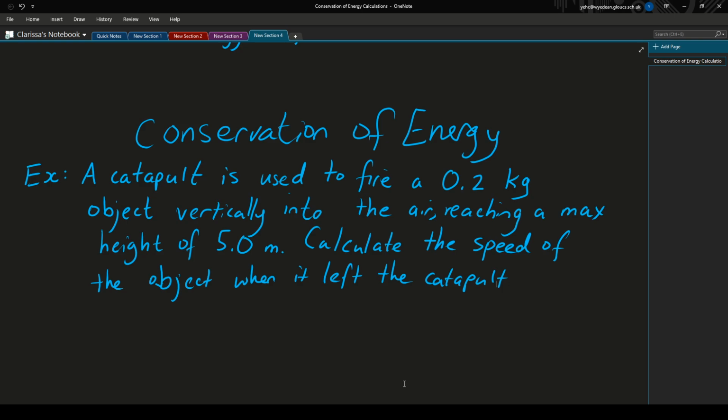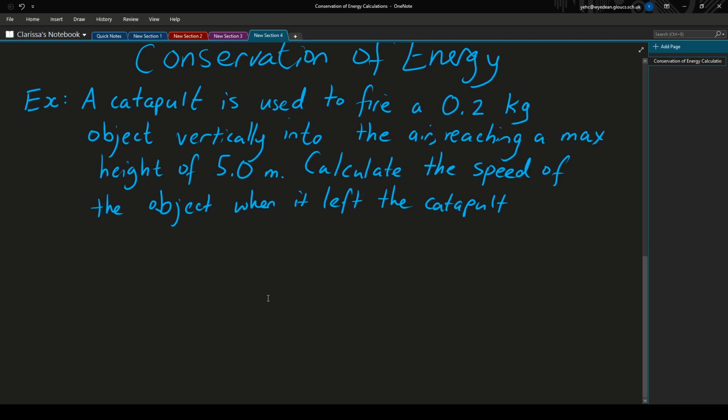Unlike our previous examples, when we calculated for just gravitational potential energy or just kinetic energy, where we were looking at just the change in height or just the change in its speed as it's moving, we're now looking at a series of events. So let's look at the theory first.